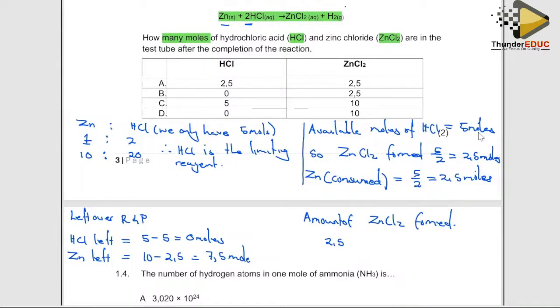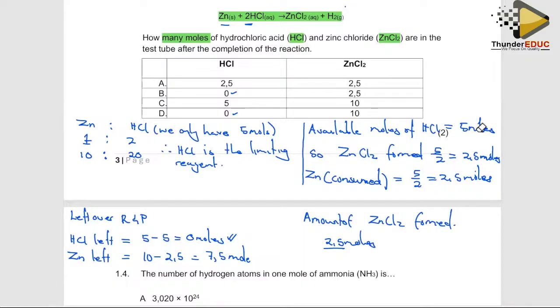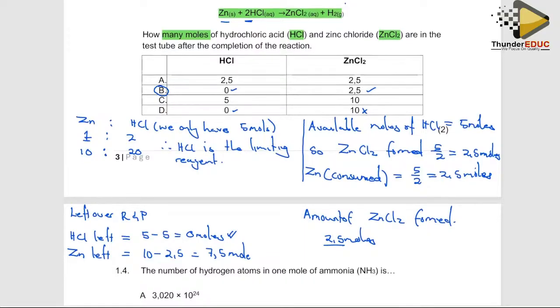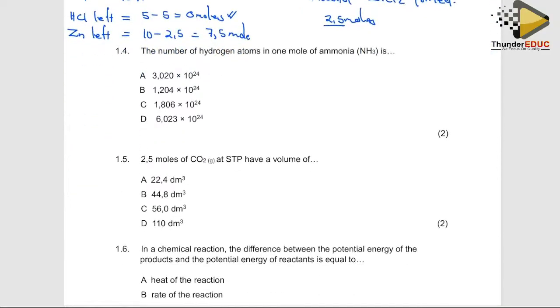So in terms of our calculation, we see here in terms of zinc and HCl, how much was actually left? We were left with 0. So I'm going to tick those boxes then. Then on this other end here, how many moles were actually left for zinc chloride? We are going to have a value of 2.5, right? So it means this one is already out. Therefore, my correct answer there is actually going to be B. So letter B is our correct answer. Then I'll proceed to question 1.4.